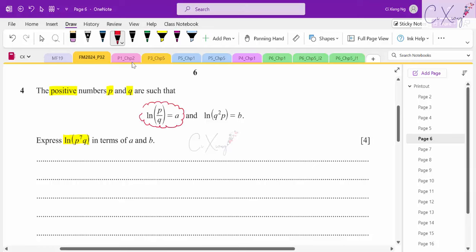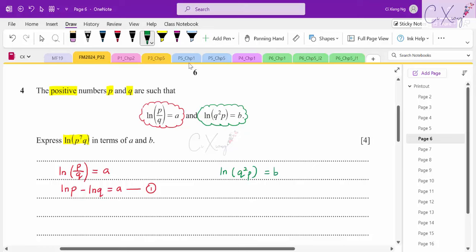So for this particular part, if I use the property for ln number, I should get ln p minus ln q equals to a. Agree? So this will be my first equation. And now, second equation I'm having, I will use this to start. So ln q squared p equals to b. So again, the property of the ln number, it should be 2 ln q plus ln p equals to b. And this is my second equation.